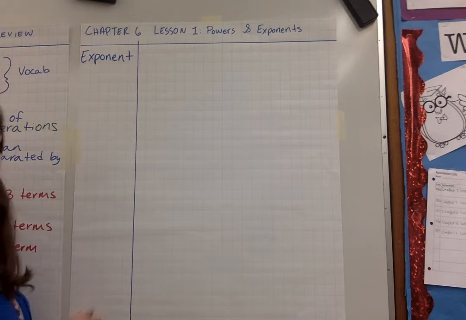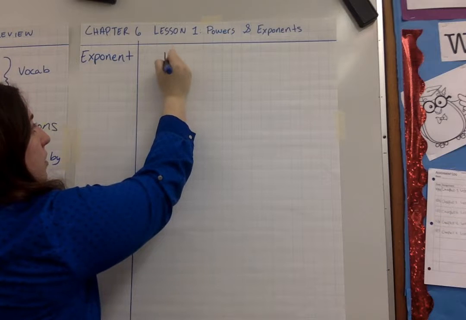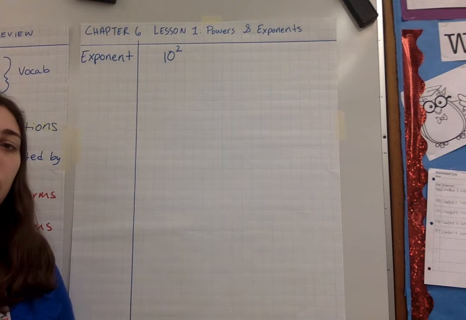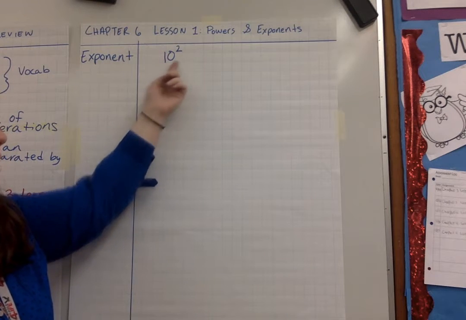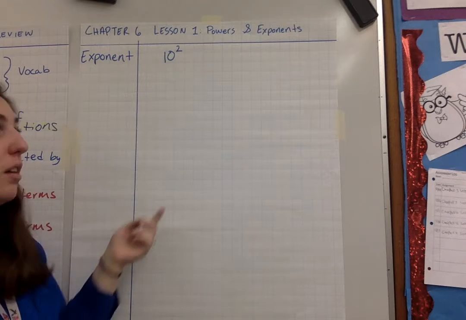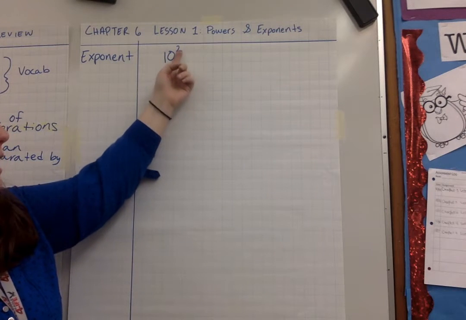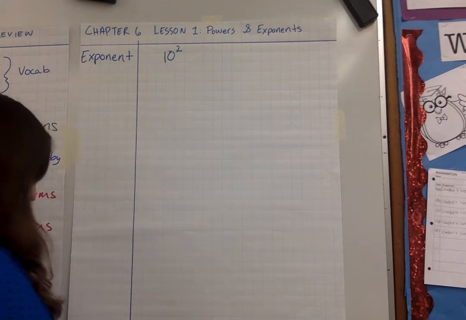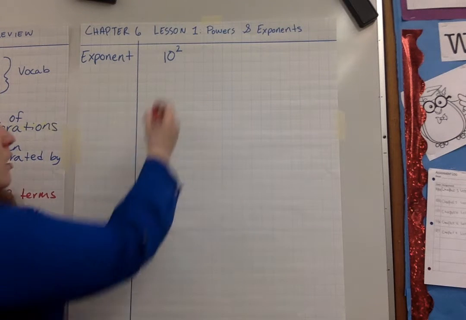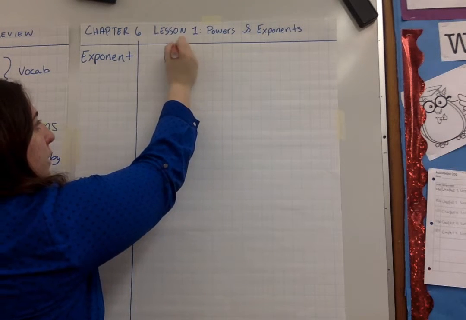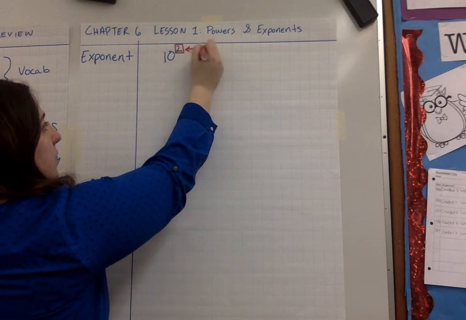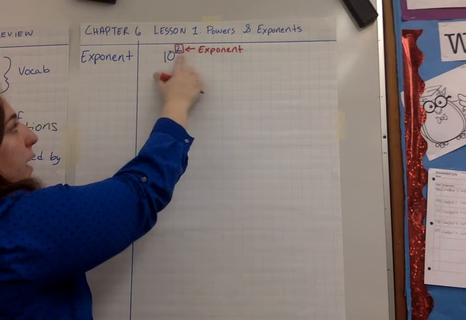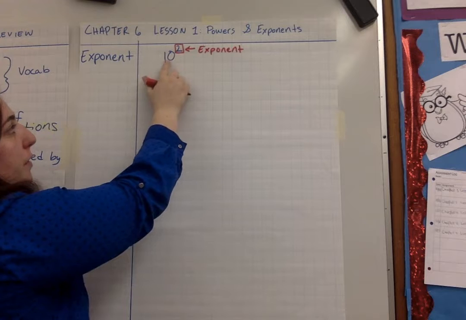So an exponent, this is how it's going to look. 10 to the second power. That's one way that you could say this. 10 to the second power, or 10 squared. Our exponent is going to be the number that is raised, in the corner of the 10. I'm just going to put a square around this. I'm going to say that's our exponent. So this is where you write the exponents, in this area above a number.